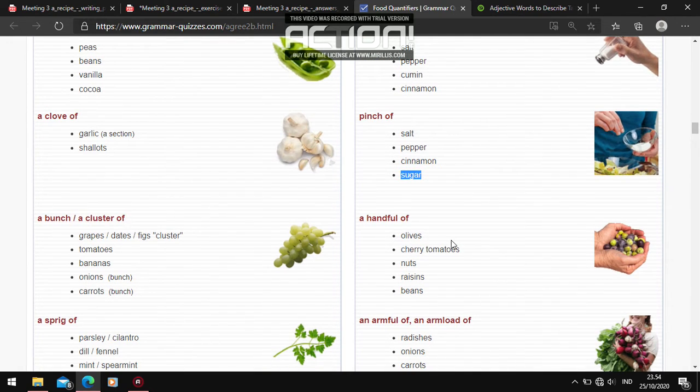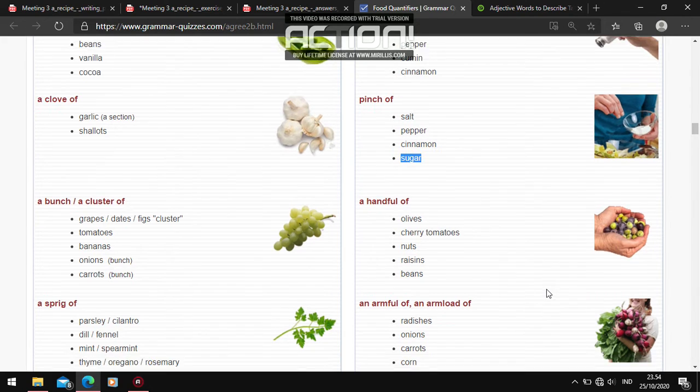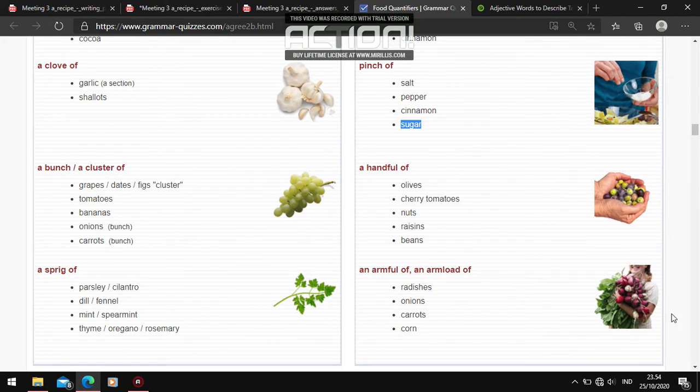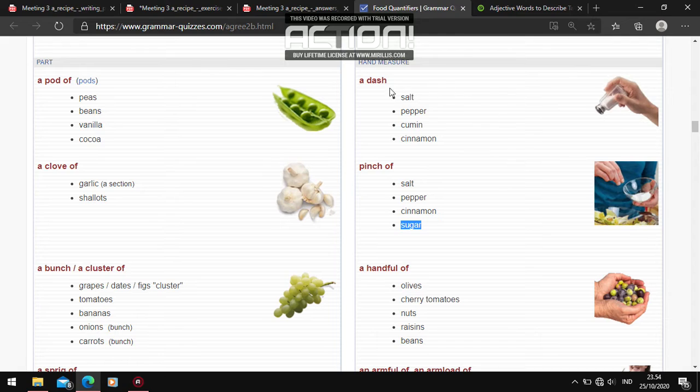Handful of, 1 tangan penuh. Nih masukin semua apa? Misalnya nuts, kacang, pakai kacang. Or an armful, 1 penuh tangan ini. Bisa radishes, onions, carrot, corn. Dan juga a dash. Kalau a dash itu 1 kali cung gitu. 1 kali biasanya pakai alat ini, yang ketika kalian 1 kali hentakkan itu dia keluar. Nah, itu a dash. Bisa bilang juga 3 dash of salt.